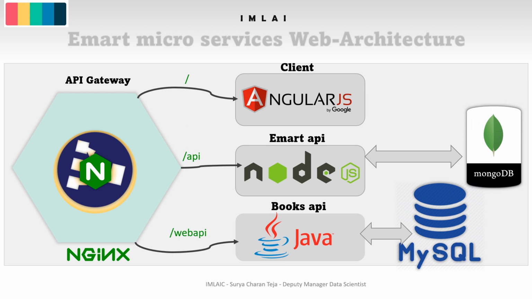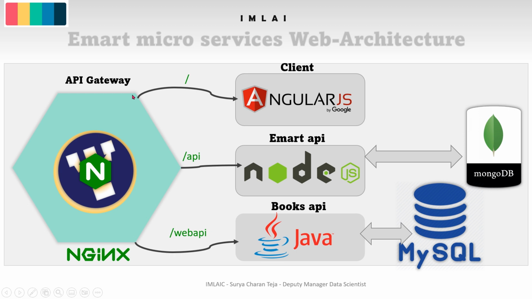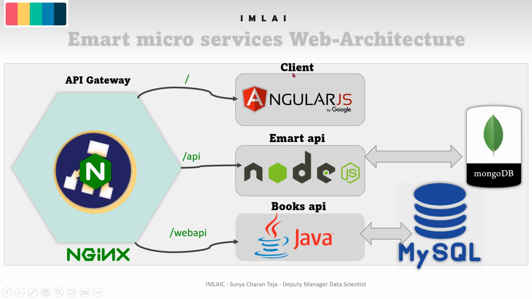If the request comes on the root, that is, if you are just accessing the URL, then it sends to the client microservice which is written in Angular. That's just a route. If the route is just a forward slash, then it will go to the AngularJS service, and there the client-side will be served. If it is forward slash API, it will go to the Emart API using the Node.js service. If it is forward slash web API, then it will be routed to the books API, which is based on the Java service.